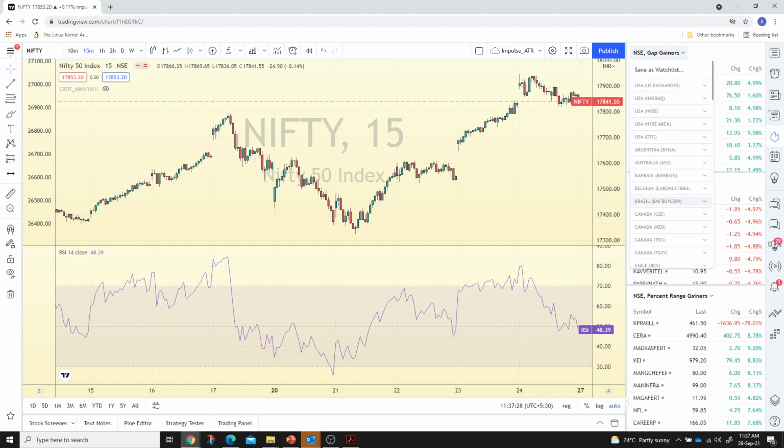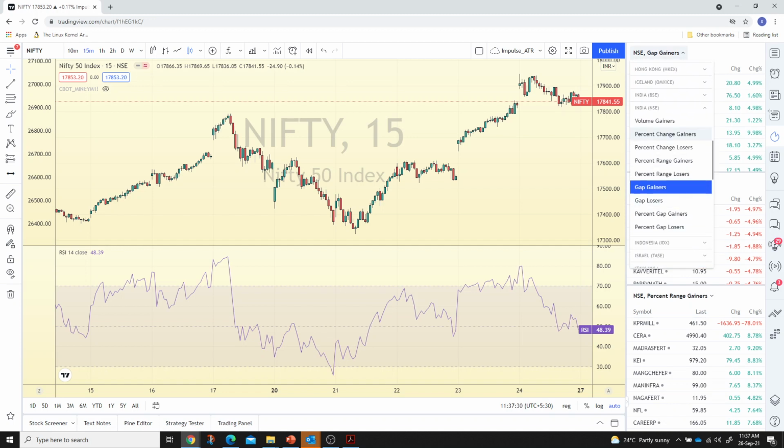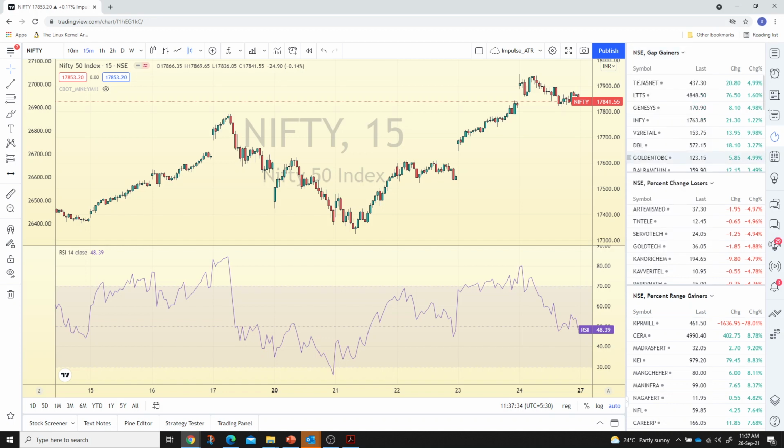Not many options. This is not something which you can change. This is a fixed list, but it shows you overall performance of the market. This is not limited to Nifty 50. This is for the entire market.